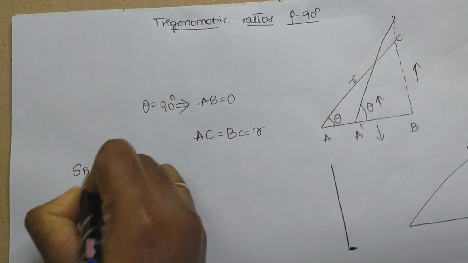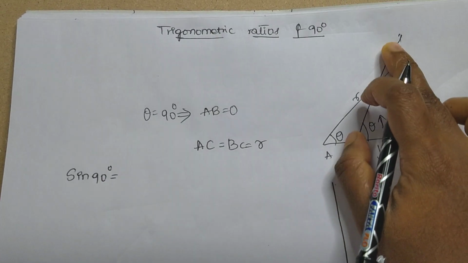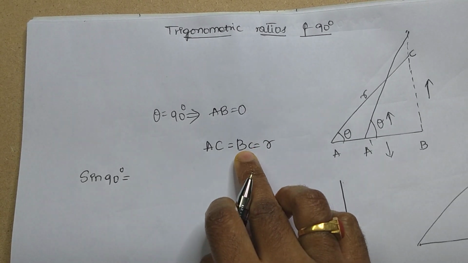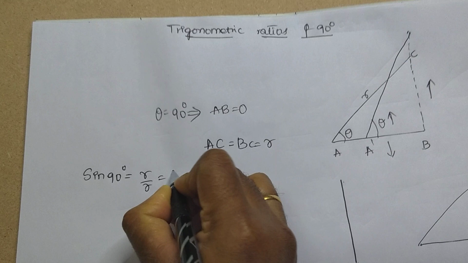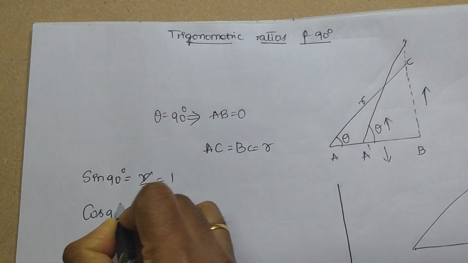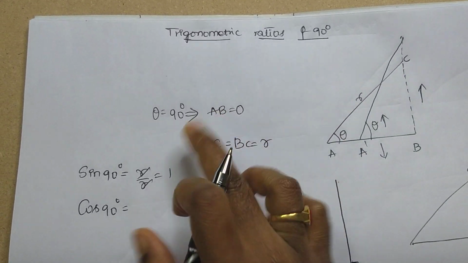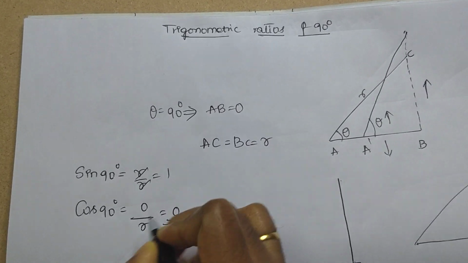So sine 90 equals how much? Opposite side by hypotenuse. What is BC? R. What is hypotenuse? AC. It is also R. That is equal to R by R. It is 1. Okay. So cos 90 degrees. Cos 90 equals AB by AC. What is AB? Here it is 0. What is AC? R. So it becomes 0.